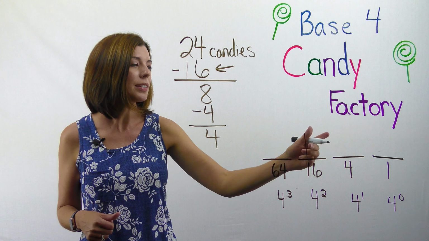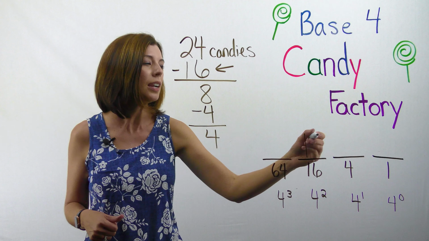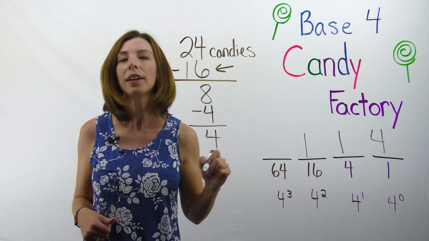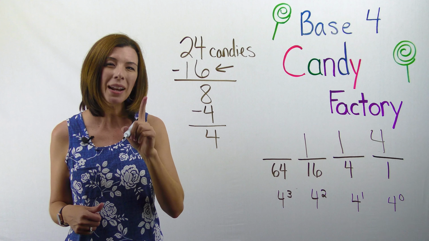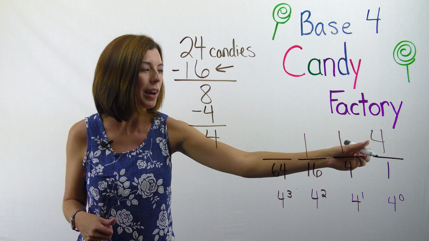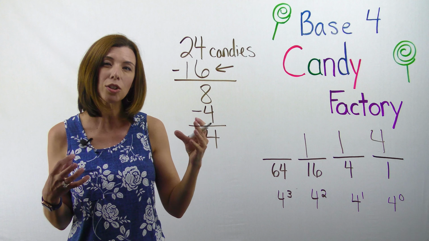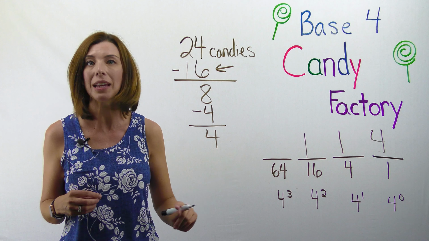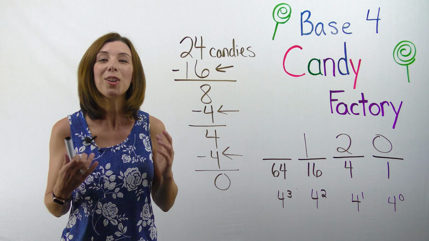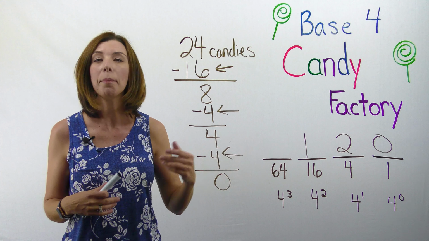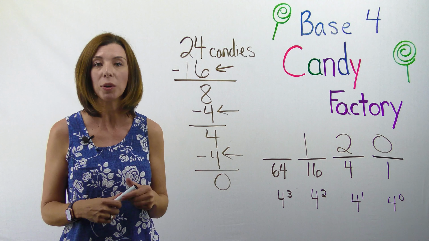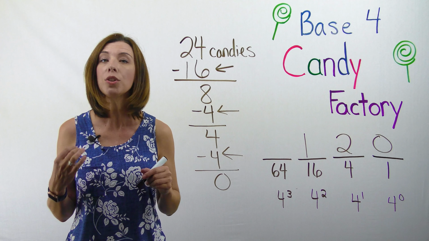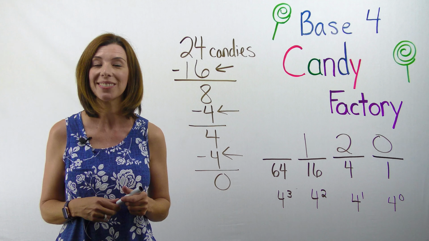Now you might be tempted to say, okay, I'll put one box of 4 here and 4 individual boxes there. But wait a minute, can these 4 individual boxes actually be packaged as a group of 4? They can, right? So this would be incorrect. You can see that I've now got my correct order for 24 candies. That would be 120 base 4.